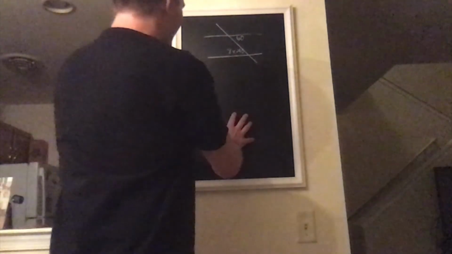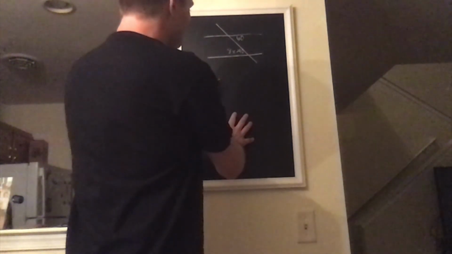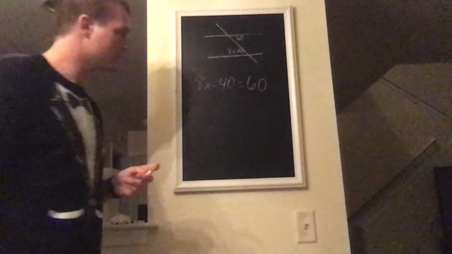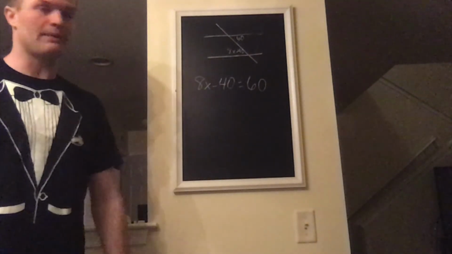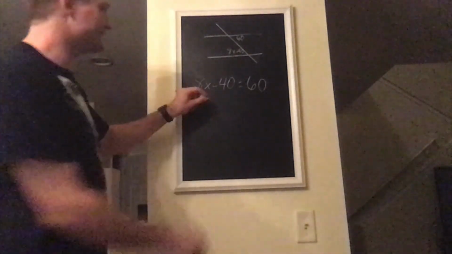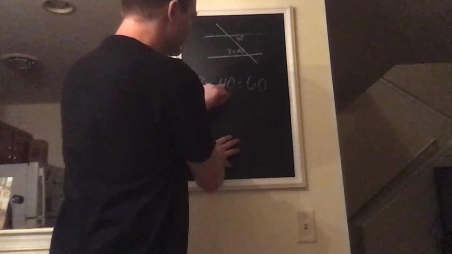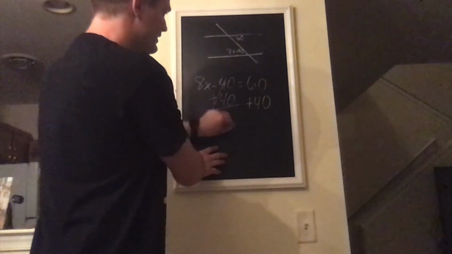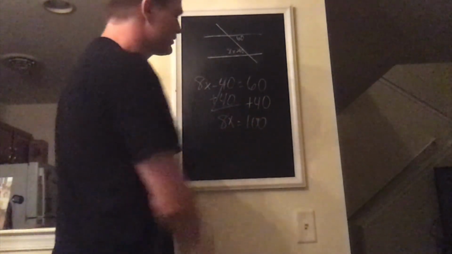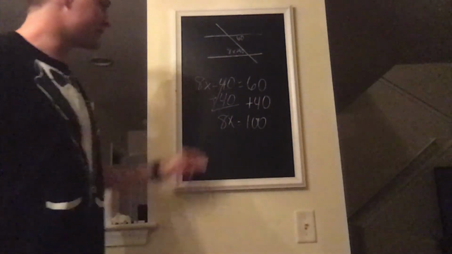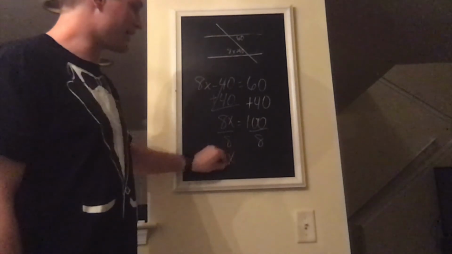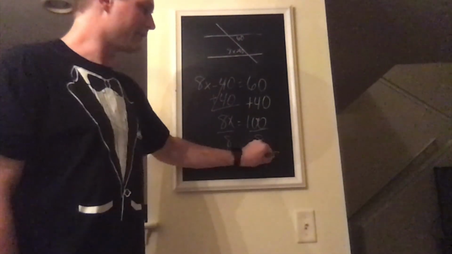So I will have 8x minus 40 is equal to 60. And then from here, I just have a two-step equation. I can go ahead and add 40 to both sides. 8x is equal to 100. And then to get x by itself, I can go ahead and divide both sides by 8, leaving me with x being equal to 12.5.